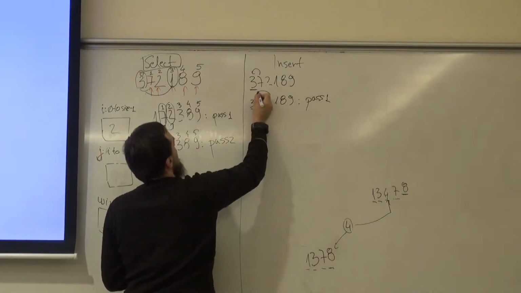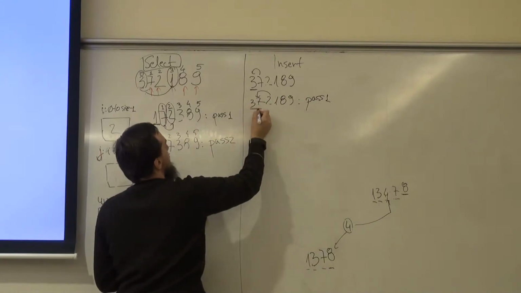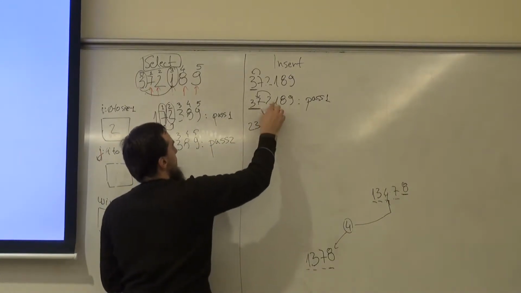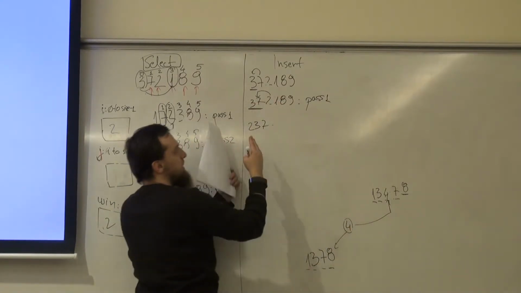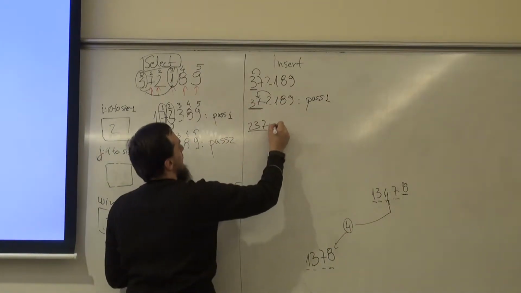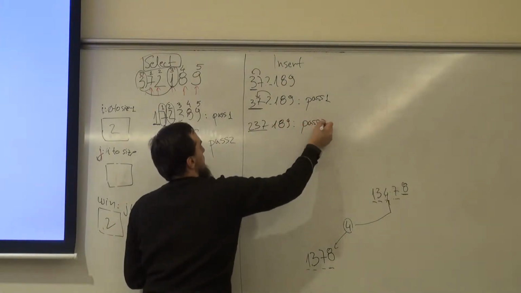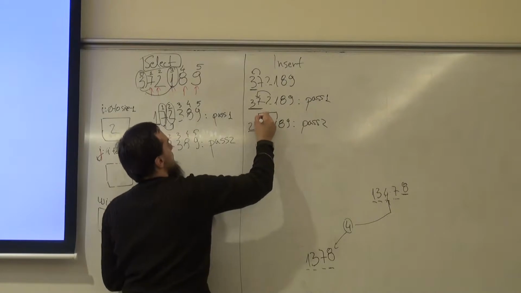Then we want to insert this 2 into those 2 elements, so we will have 2, 3, 7. And how will it be inserted? In this manner, by shifting 3 and 7. And we have 1, 8, 9. This is pass 2. Then we want to insert 1 here.